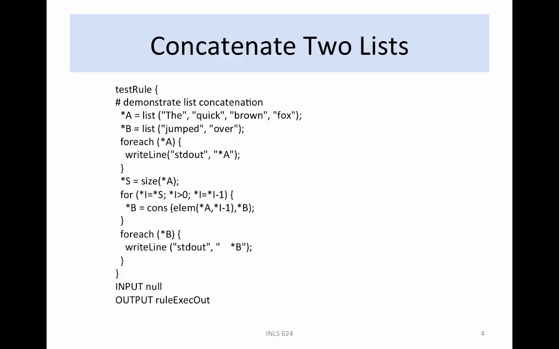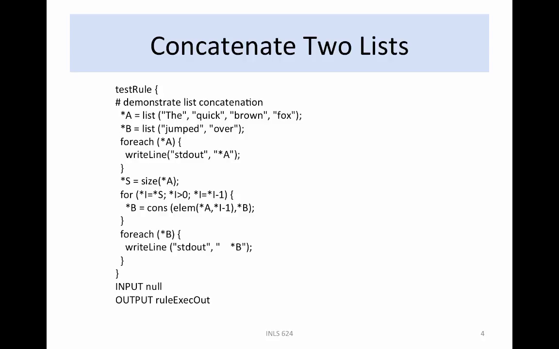The rule shown here adds 2 lists together to create a single list. Each item in the first list is inserted as a new element in the second list. This requires the use of multiple microservices: list to define the list, size to get the number of list elements, elem to extract a list element, cons to add a list element. The rule writes out the initial list defined in the variable *A, which is the quick brown fox. The length of the list is stored in the variable *S.